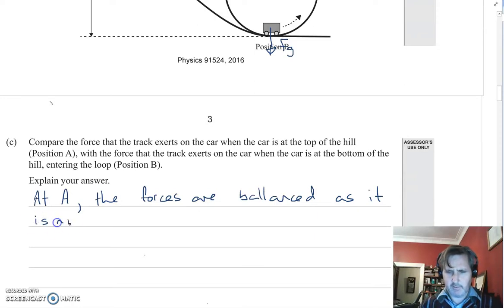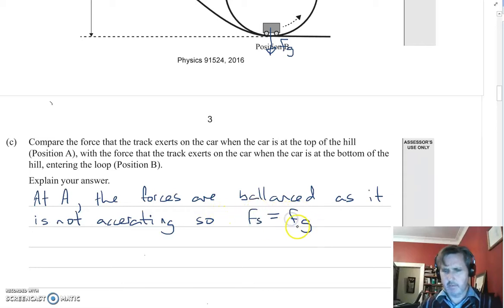It is not accelerating. You could say the car is not accelerating. So Fs equals Fg. Okay, that's pretty cool. Let's go have a look at B.